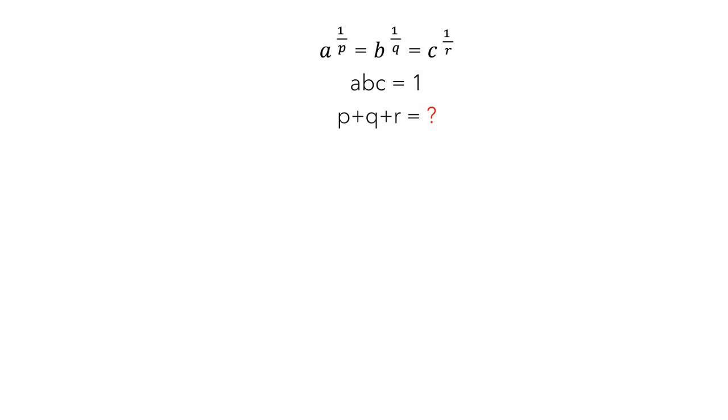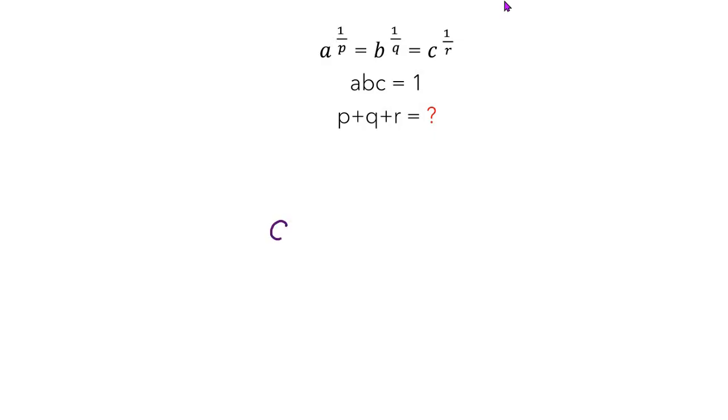We have a very nice exponential problem here. We have a to the power 1 by p equals b to the power 1 by q equals c to the power 1 by r, and a times b times c equals 1. We need to find the value of p plus q plus r.